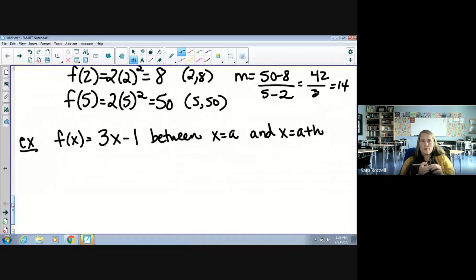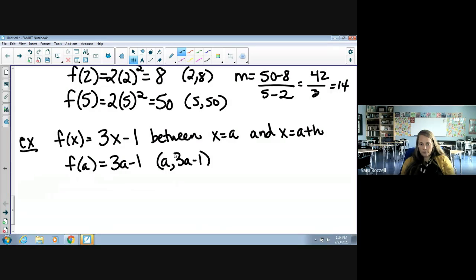So we're going to do 3x minus 1 between a and a plus h. What's the first thing that we need to find? The y, right. So our first x value is a. So we're going to do f of a, and we plug a in here. We have 3a minus 1. It's kind of weird, but that's going to be our y value. So our ordered pair is a, 3a minus 1.